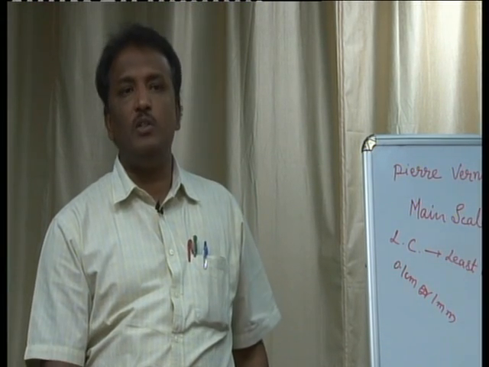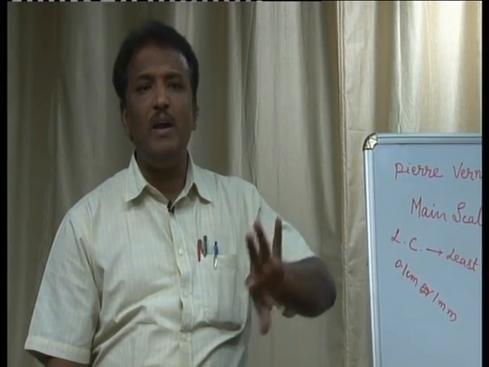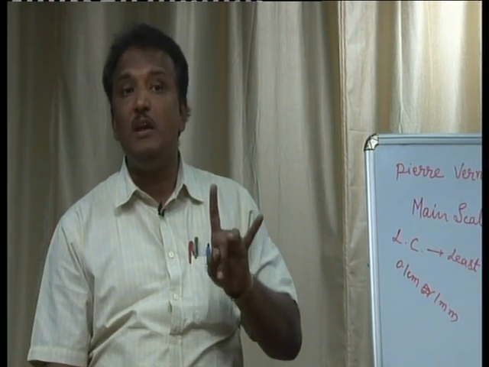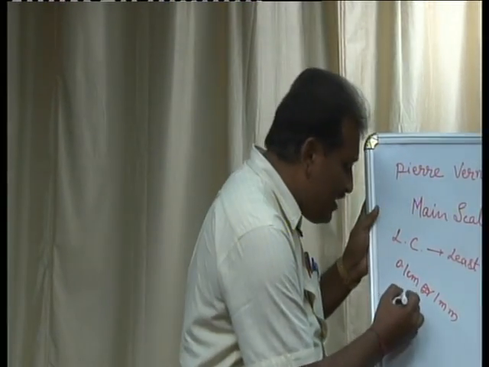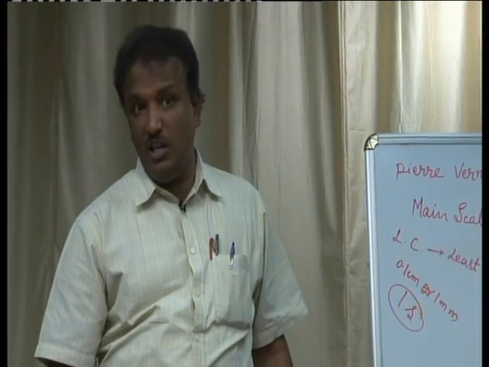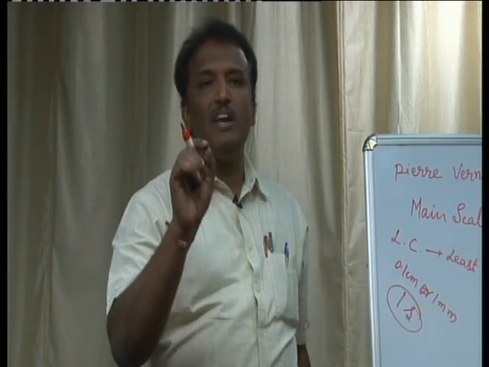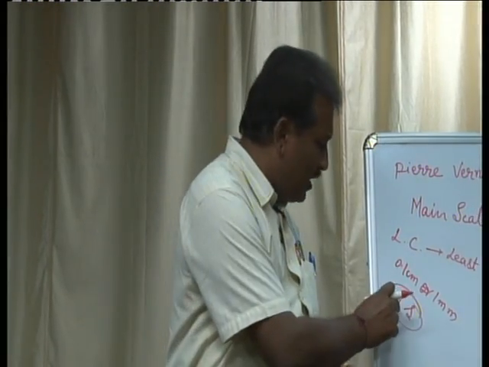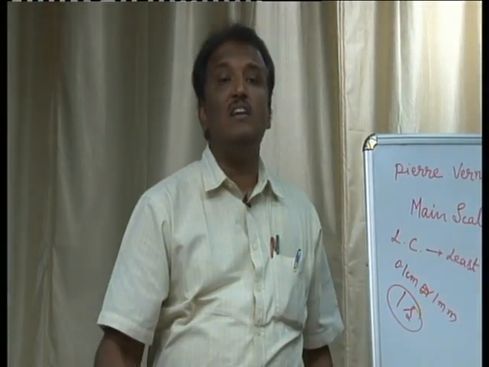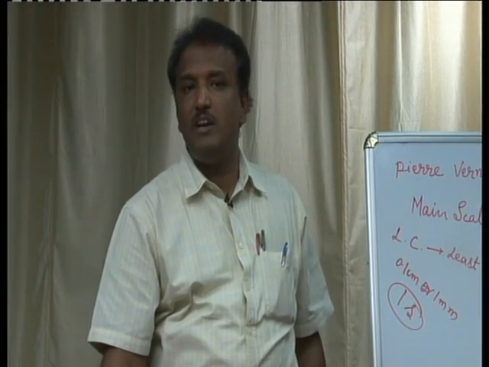One more example: what is the minimum time we measure using our watches? It may not be hours, it may not be minutes, it should be seconds. That too, 1 second is the lowest possible measurement made by our watch. Even a fraction of a second can be measured, but with the device we have, we can measure time only up to 1 second, not less than that. Therefore, 1 second is the least count of the watch, 0.1 centimeter is the least count of the centimeter scale, like that.